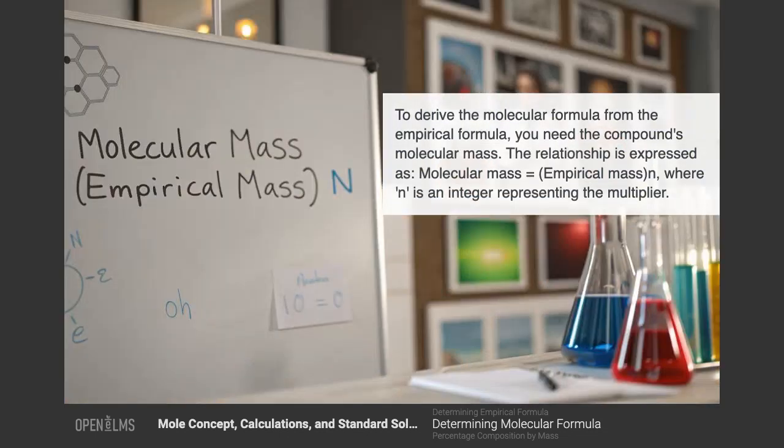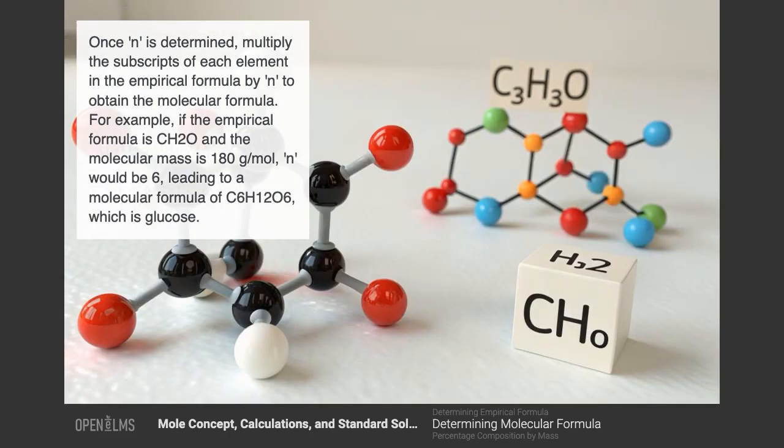To derive the molecular formula from the empirical formula, you need the compound's molecular mass. The relationship is expressed as molecular mass equals empirical mass × n, where n is an integer representing the multiplier. Once n is determined, multiply the subscripts of each element in the empirical formula by n to obtain the molecular formula. For example, if the empirical formula is CH2O and the molecular mass is 180 grams per mole, n would be 6, leading to a molecular formula of C6H12O6, which is glucose.